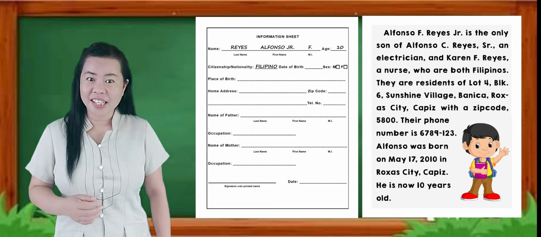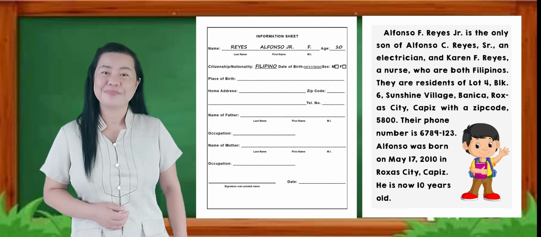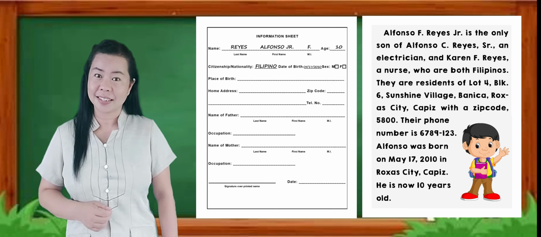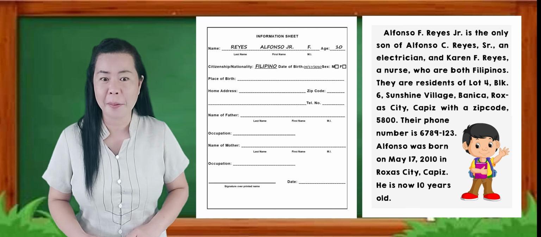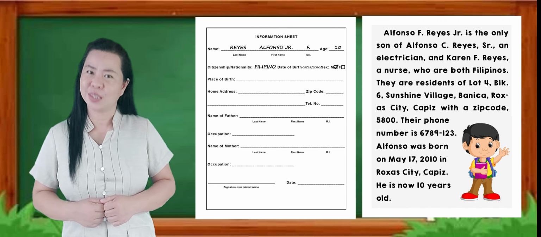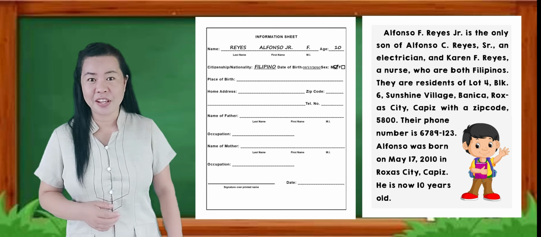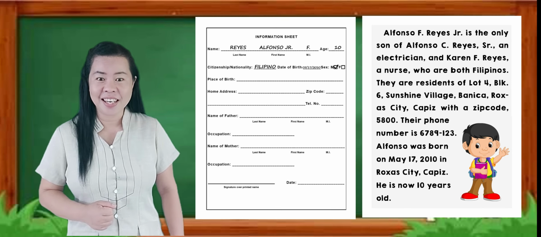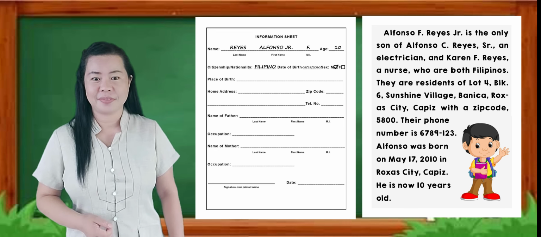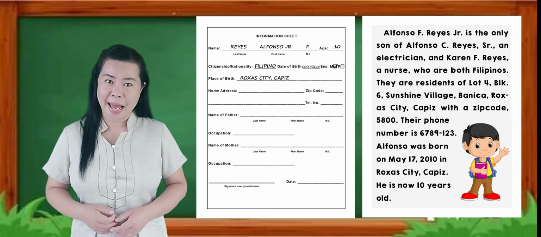So instead of writing the word May, simply put 05/17/2010. For the sex, tick or put a check mark on the appropriate box. Alfonso is a male, so let's tick the male box. For his birthplace, indicate the city, the municipality, or the province where he is born. As for Alfonso, he was born in Ross City, Capiz.